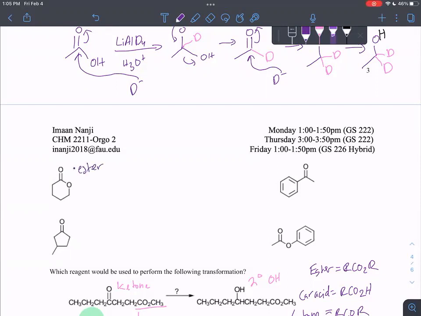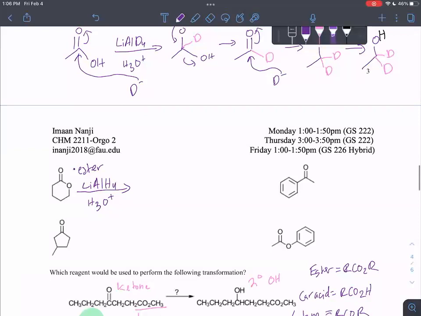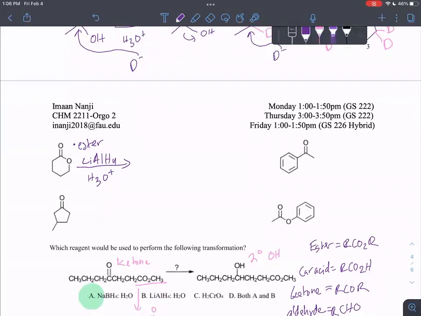Lithium. Yeah, we have to use the lithium LAH. And what does the acid on the bottom do? Yeah, it just protonates it once you open up the carbonyl.